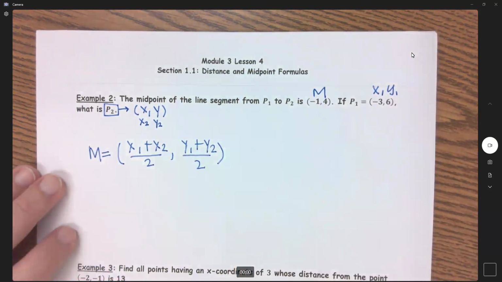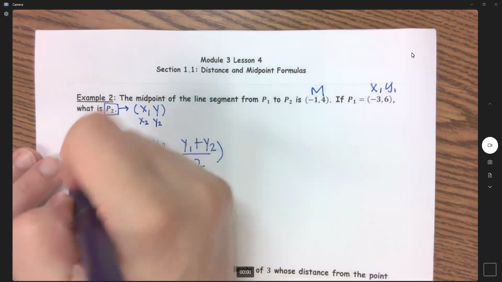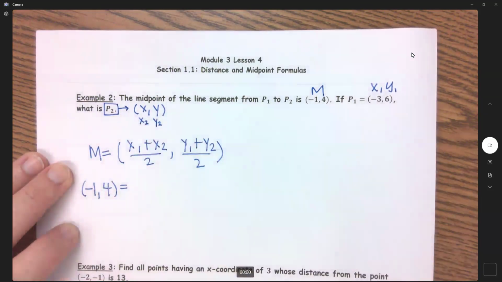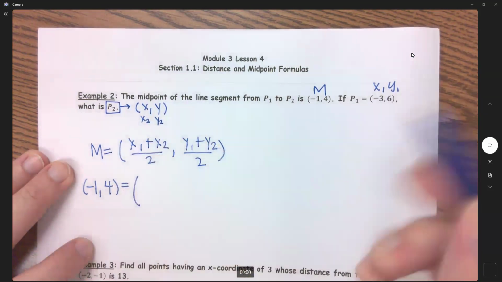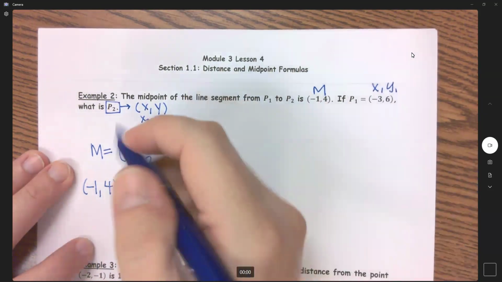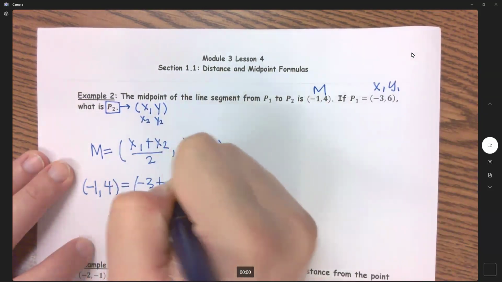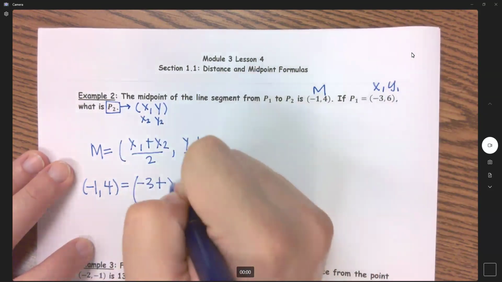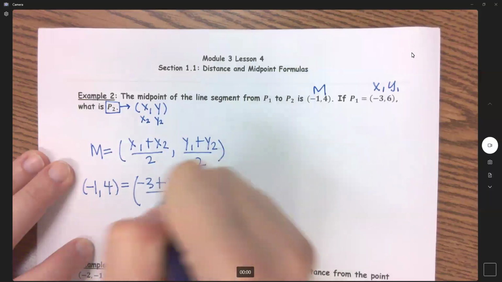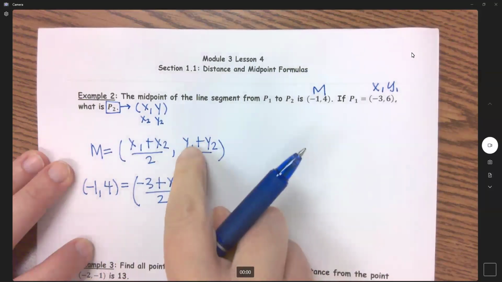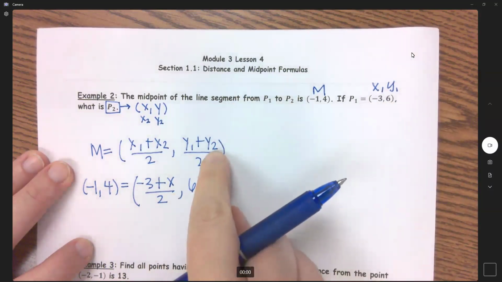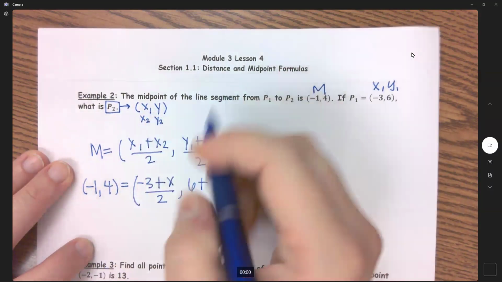So now let's substitute everything in. My midpoint is -1, 4. X1 is -3 plus X2, I don't know, so I'm just going to call that X. Y1 is 6. Y2, I don't know, so that's going to be plus Y.